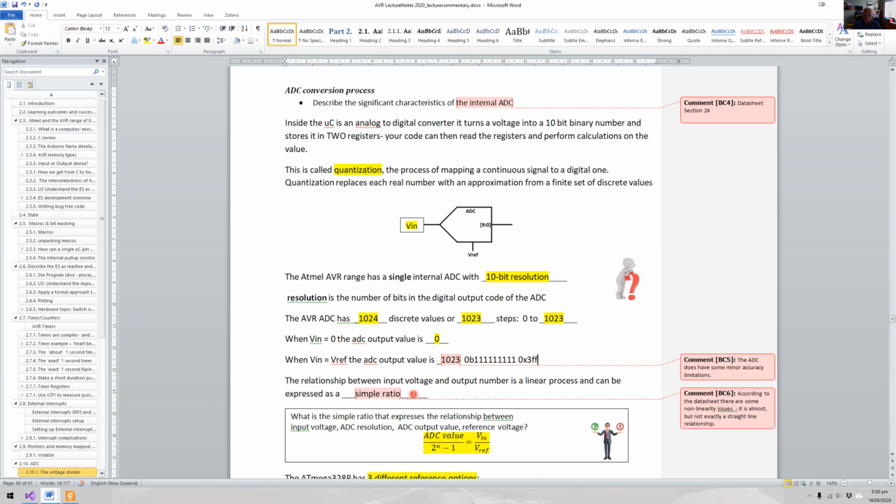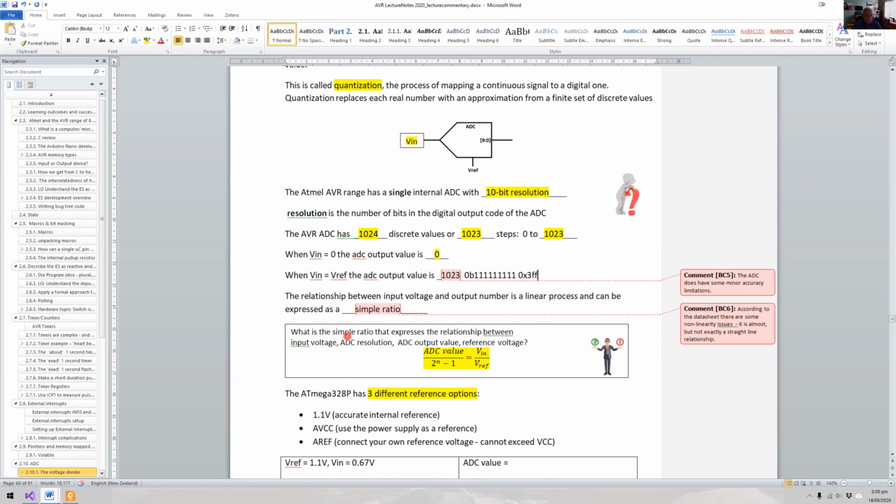It's good enough for what we're doing, and certainly the exercises in the simulator and the question tool I built are all based upon a straight line accuracy. So you don't have to worry too much about these errors. So you can think about this simple ratio, and really it is really simple. It's the output value over our available range, which is 1023, and that's equal to Vin over Vref, and that's it really. The only thing you need to know is what's Vref.